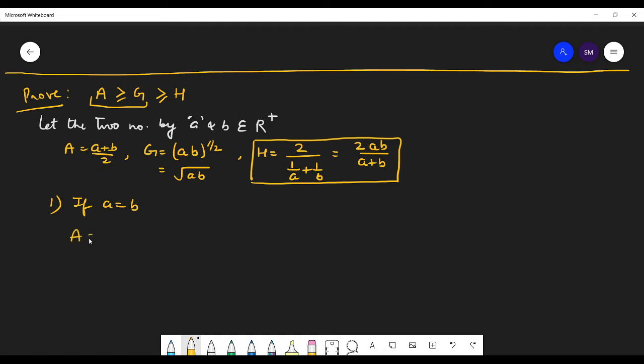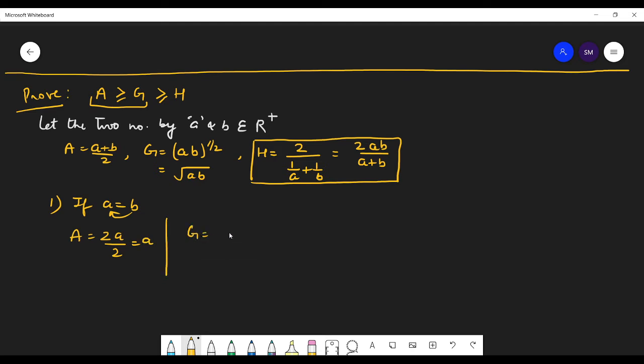So what will be your arithmetic mean, students? 2B by 2, or 2A by 2, that is the same thing. So you can put B as A or A as B, that's the same thing. So let us put B as A. So B equal to A, so A plus A upon 2 or B plus B upon 2, that is the same thing, because A and B are the same. So you will get arithmetic mean as A.